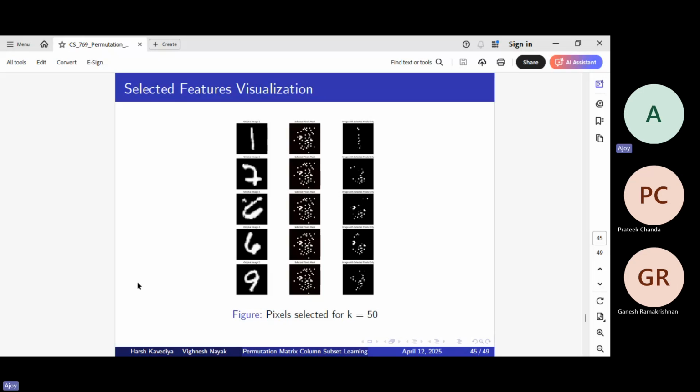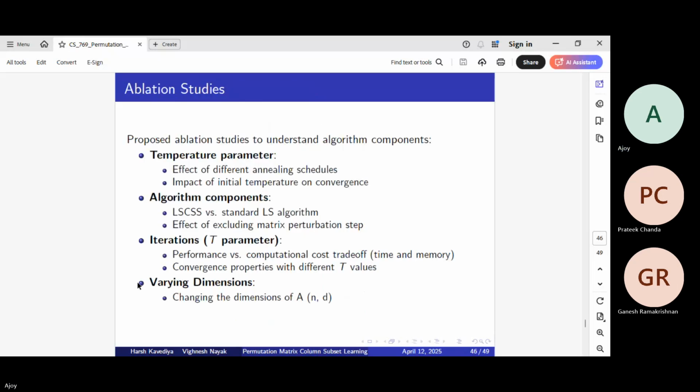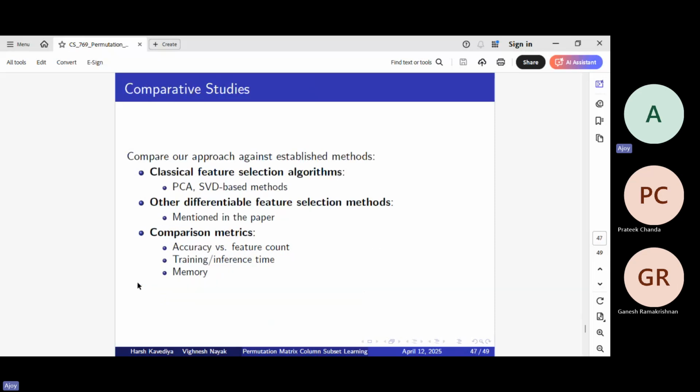Yeah, we are planning to do that. One part is to change the temperature parameter. We haven't played with that a lot, and also to exclude the perturbation step and see what the results come out to be. Since we have kept the number of iterations to only around 10, we hope that increasing the number of epochs might help us converge to a better result. And also we haven't changed the dimensions of A, which is essential for telling about running time with respect to the dimensions of A. So this is what we plan to do.